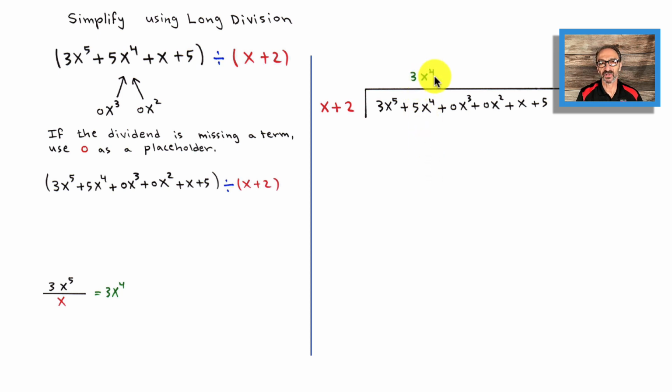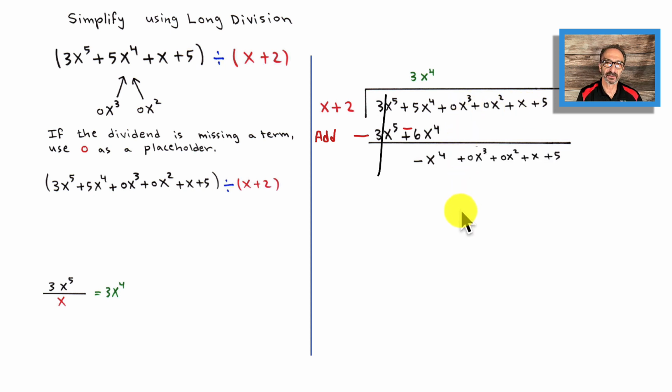Then we'll multiply 3x to the 4 times x and 3x to the 4 times 2. We put it right here. 3x to the 4 times x will make it x to the fifth. 3x to the 4th times 2 will be 6x to the 4. Again, you could just subtract, and that will cancel, of course, every single time. When you subtract here, you get minus x to the 4, or you could change signs and call it add. So if you do that, as I mentioned, we get minus x to the 4 here. We bring down everything we didn't use.